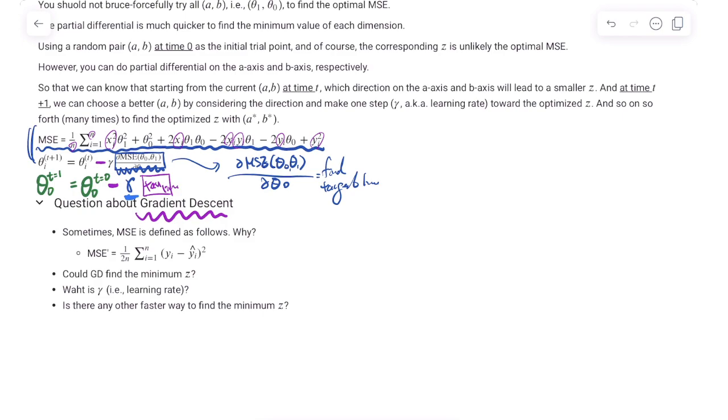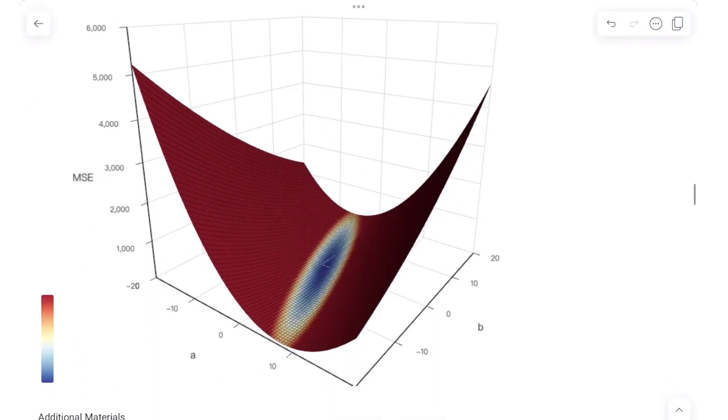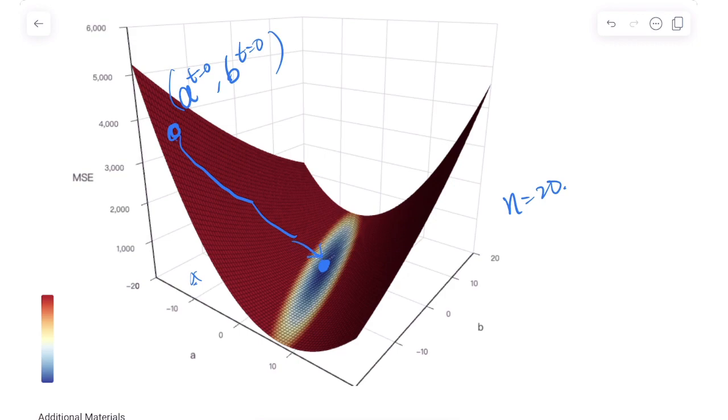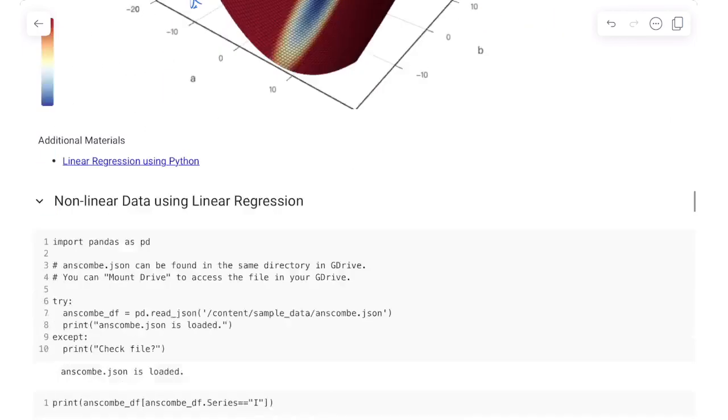Okay, so that is the actual value of our example. The lowest MSE value is right here. If you randomly choose some a at t0 and b at t0 right here, it will gradually go to this lowest point to find a star and b star. Okay, so that is gradient descent.